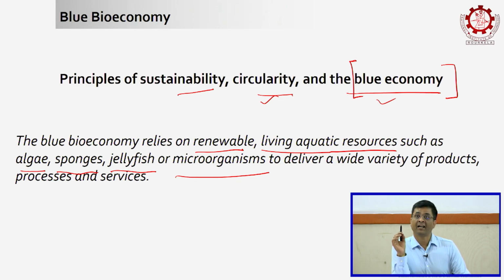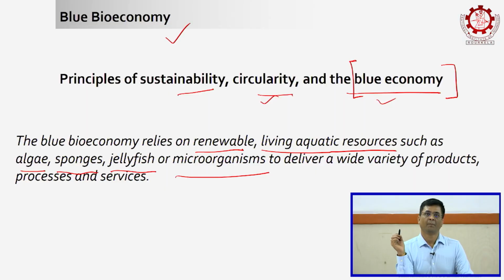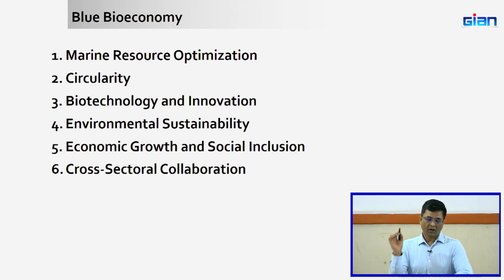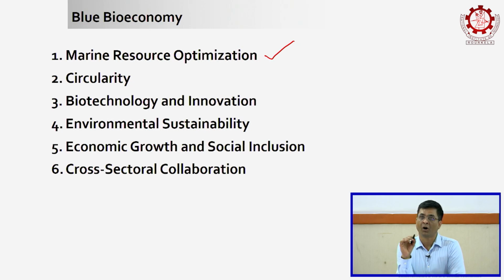So, in a nutshell, whatever we obtain from the land, similar types of resources can be obtained from the sea as well, from different parts of the ocean and freshwater bodies. So, this is all to do with blue bioeconomy. So, what are the key features of the blue bioeconomy? One is marine resources optimization, how best we optimize our marine resources.